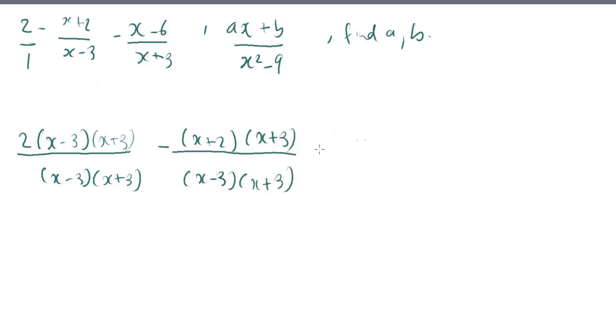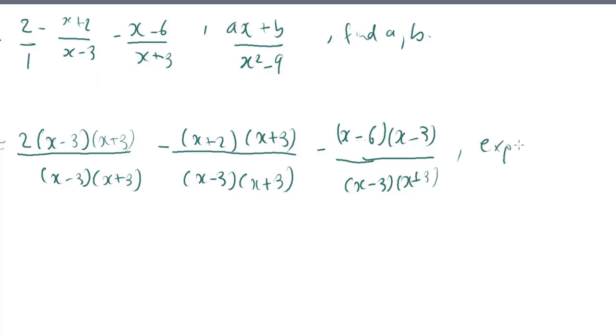So basically, if we were to revert one step back, we would be able to get our original equation, x minus 3, x plus 3. So if you cancel these, and if you cancel those, you can revert back to what we have on top here. And now it's a simple case of just expanding.